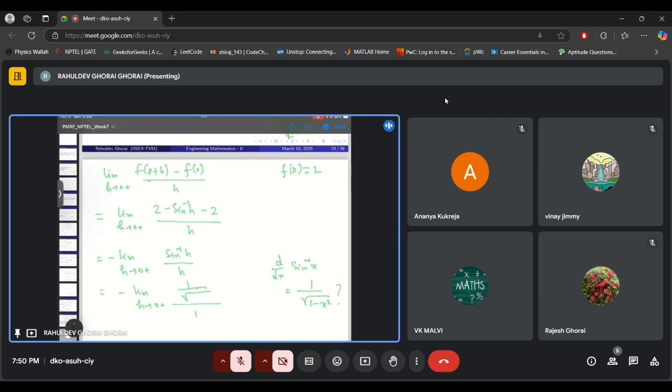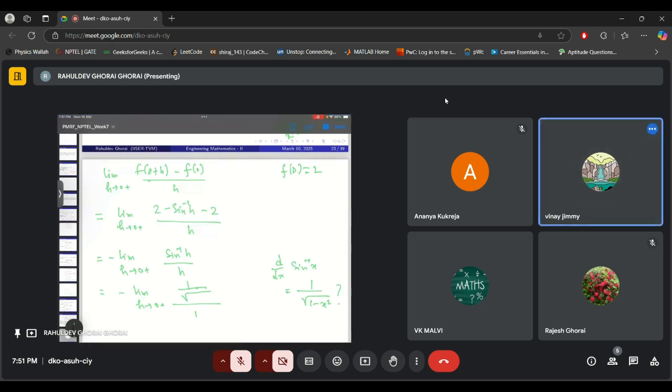I forgot. I'm just guessing. What will be the differentiation of sine inverse x? Yes, sir. Same. Okay. Then I will not check anywhere.